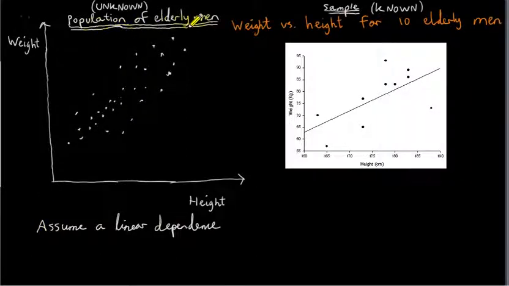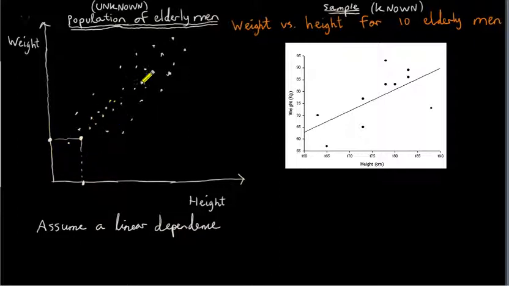Imagine a population of elderly men. Now that population might consist of hundreds of thousands of individuals. We could consider a scatter plot of an individual's weight versus height. So for example, this point here in the scatter plot would represent an elderly man whose height is given by this x value and whose weight is given by this value here.